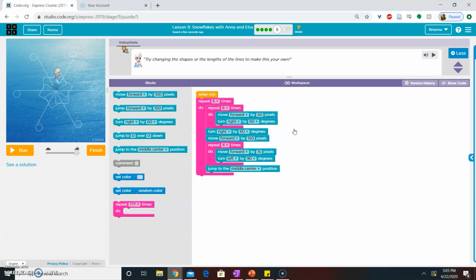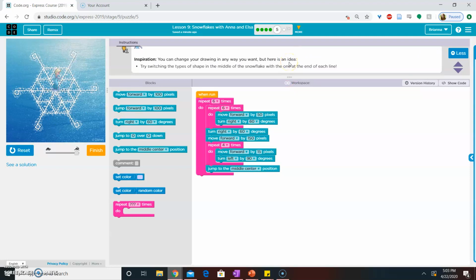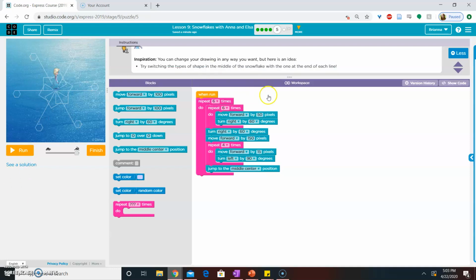Page 5. Try changing the shapes or the lengths of the line to make this your own. So let's see what it does right now. Well, right now it's just kind of doing its own thing. Basically, it just wants us to mess around and figure out how we could change it.